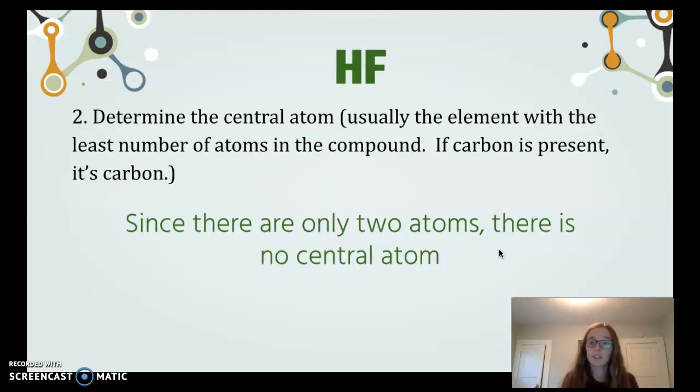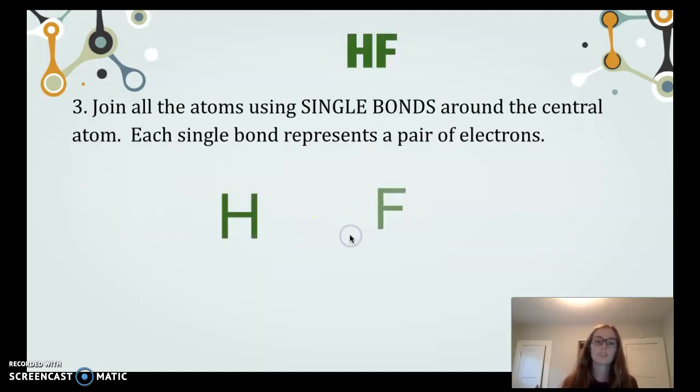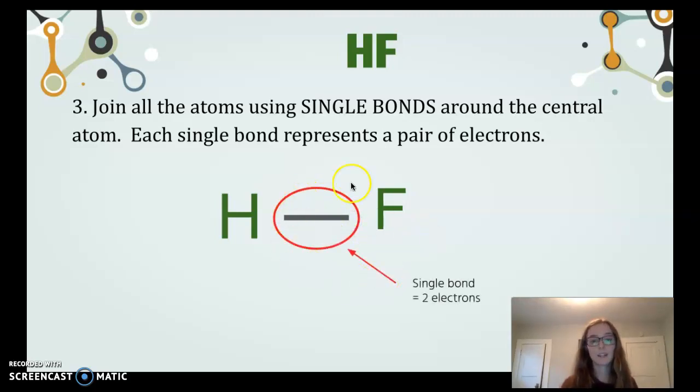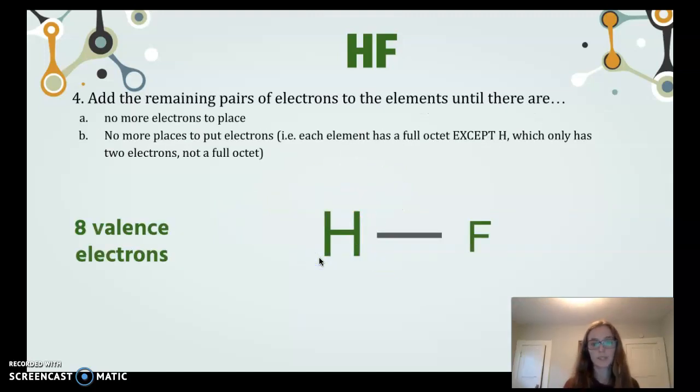Next, I need to determine the central atom. But since we only have 2 atoms, we don't have a central atom. So I just have to join these with a single bond to start with. So step number 3 is done. Join them with a single bond. And notice that this right here is representing 2 electrons.